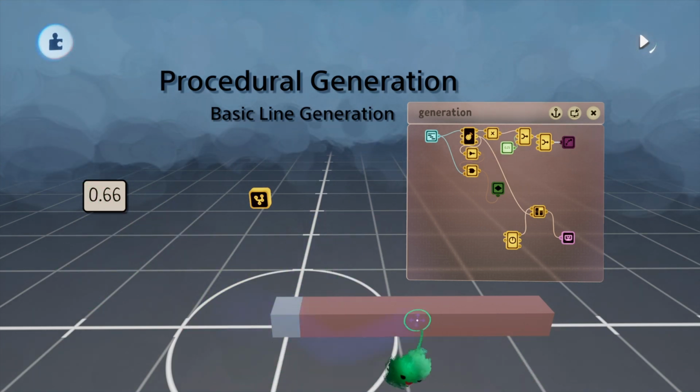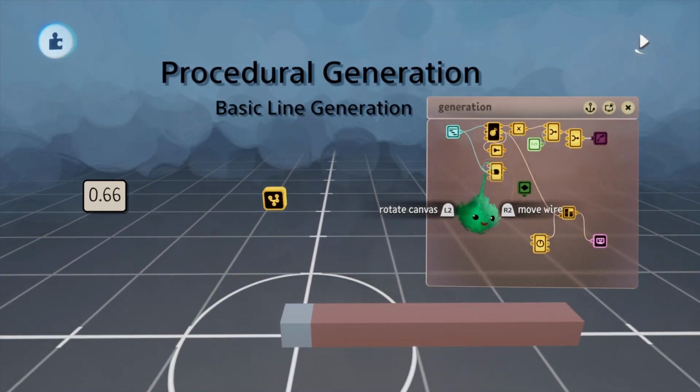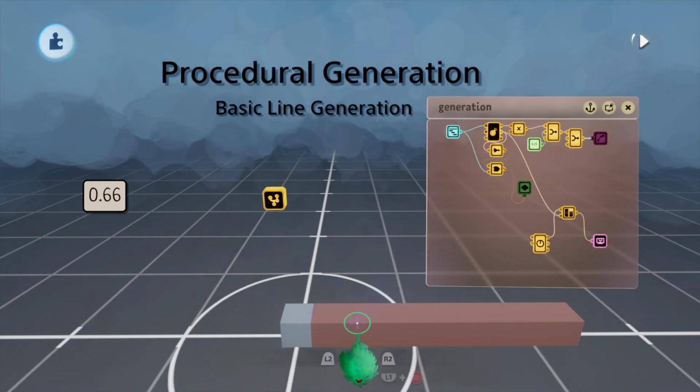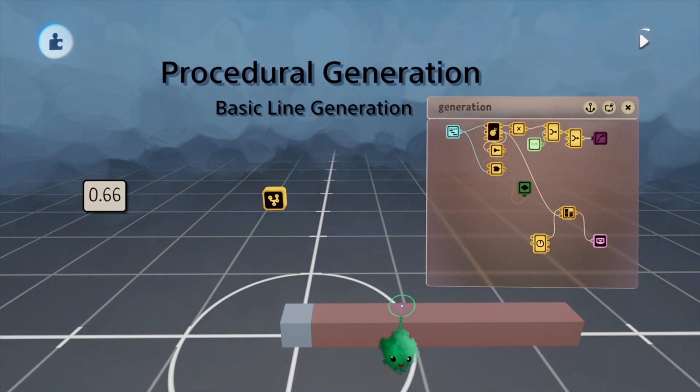This is the very basic building block of procedural generation. In the next video, I'll be going over how to change directions with our generation so that we're not just creating straight lines.